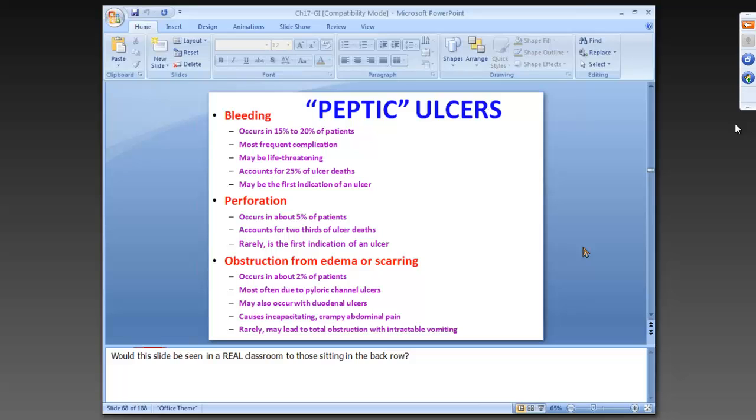And obstruction from edema or scarring occurs in about 2% of patients, more often due to pyloric channel ulcers and duodenal ulcers. And this one causes that incapacitating, crampy abdominal pain. And very rarely the obstruction from edema or scarring will lead to total obstruction with intractable vomiting. That's very rare, but it does happen once in a little while.